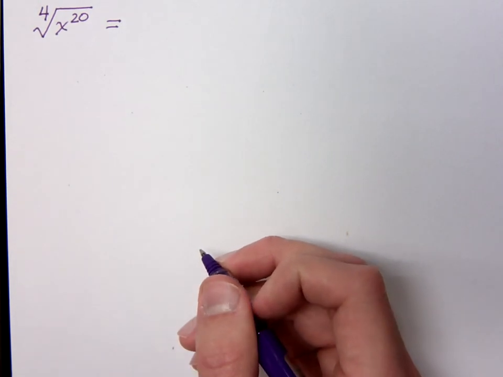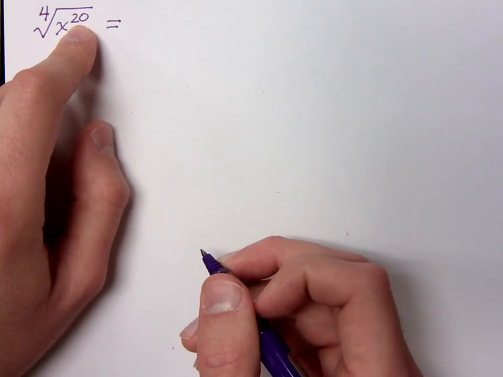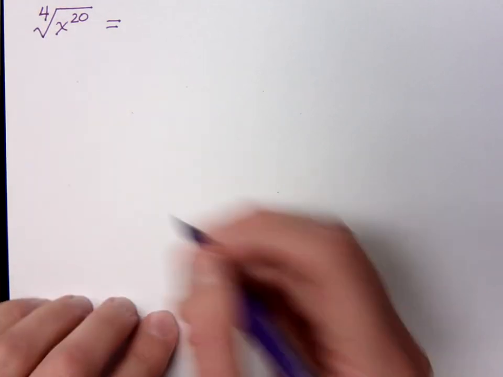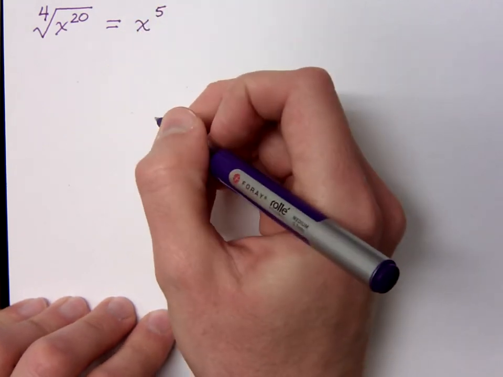What's the easy thing to do when you've got exponents inside? Divide. Divide by what? The index. So 20 divided by 4 is just 5. Do you all agree?